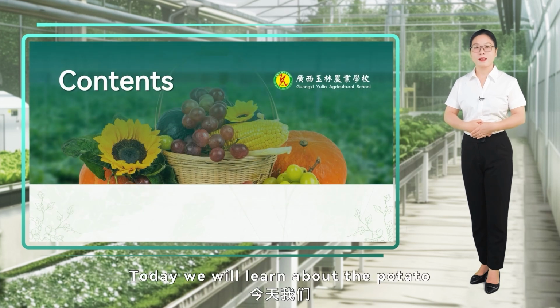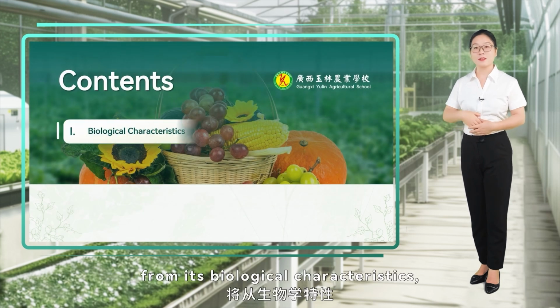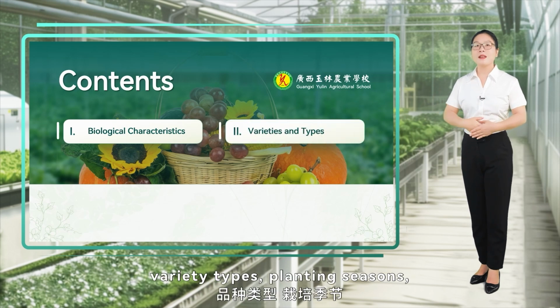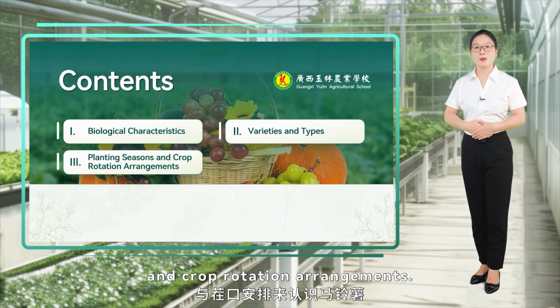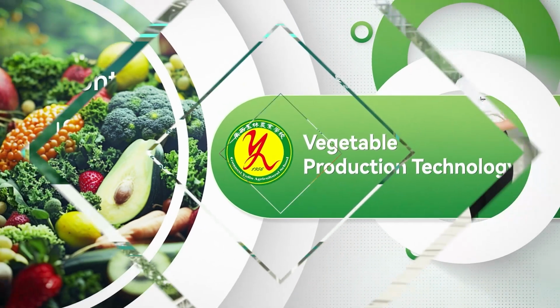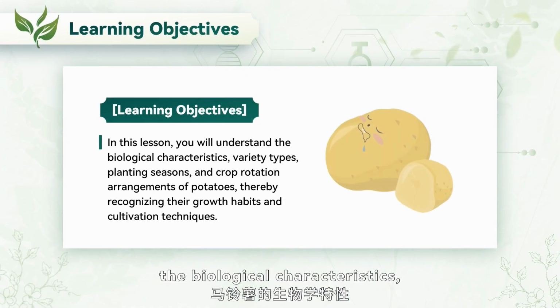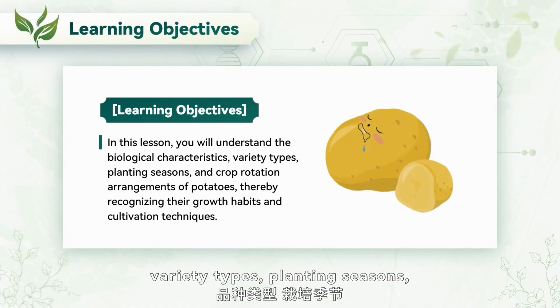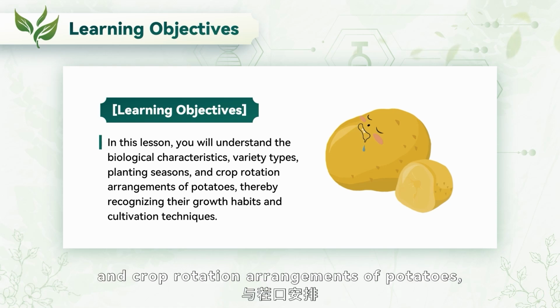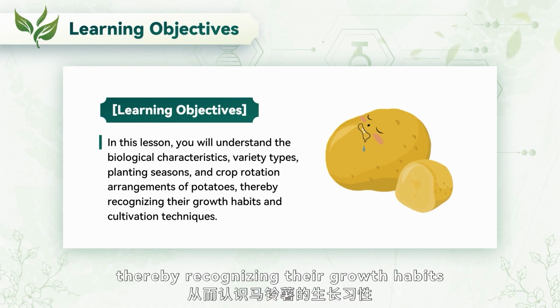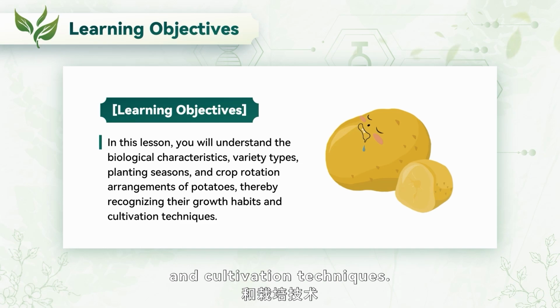Today we will learn about the potato from its biological characteristics, variety types, planting seasons, and crop rotation arrangements. In this lesson, you will understand the biological characteristics, variety types, planting seasons, and crop rotation arrangements of potatoes, thereby recognizing their growth habits and cultivation techniques.